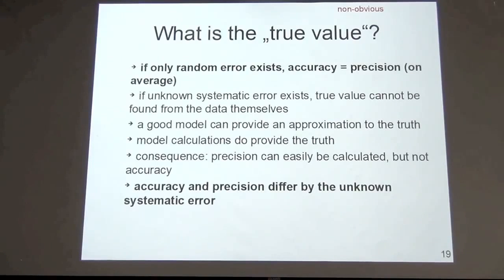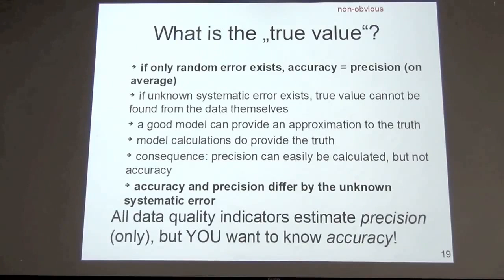We should do proper model calculations and not use crystals, but rather calculate what we expect from a given PDB file. So we can always easily calculate precision from our data, but accuracy cannot be calculated usually unless we have a very good model or we do model calculations. So they always differ by the unknown systematic error. And you should really realize that all our data quality indicators estimate the precision of our data, not the accuracy. But ultimately, we want the accuracy.